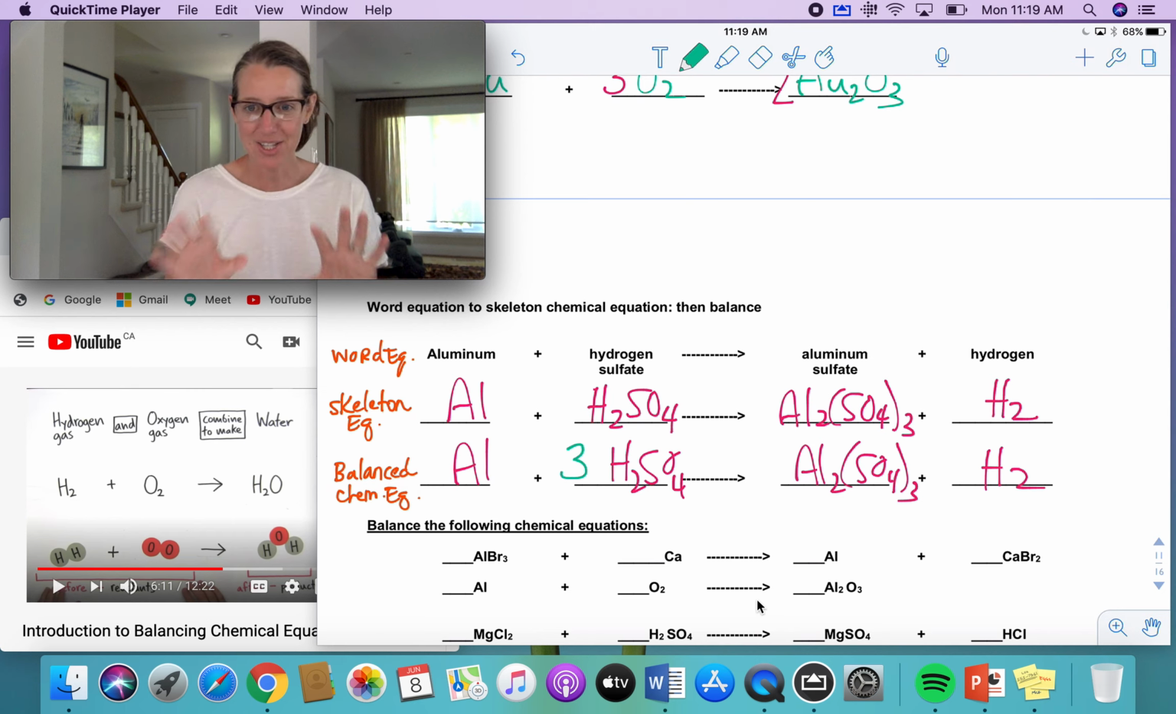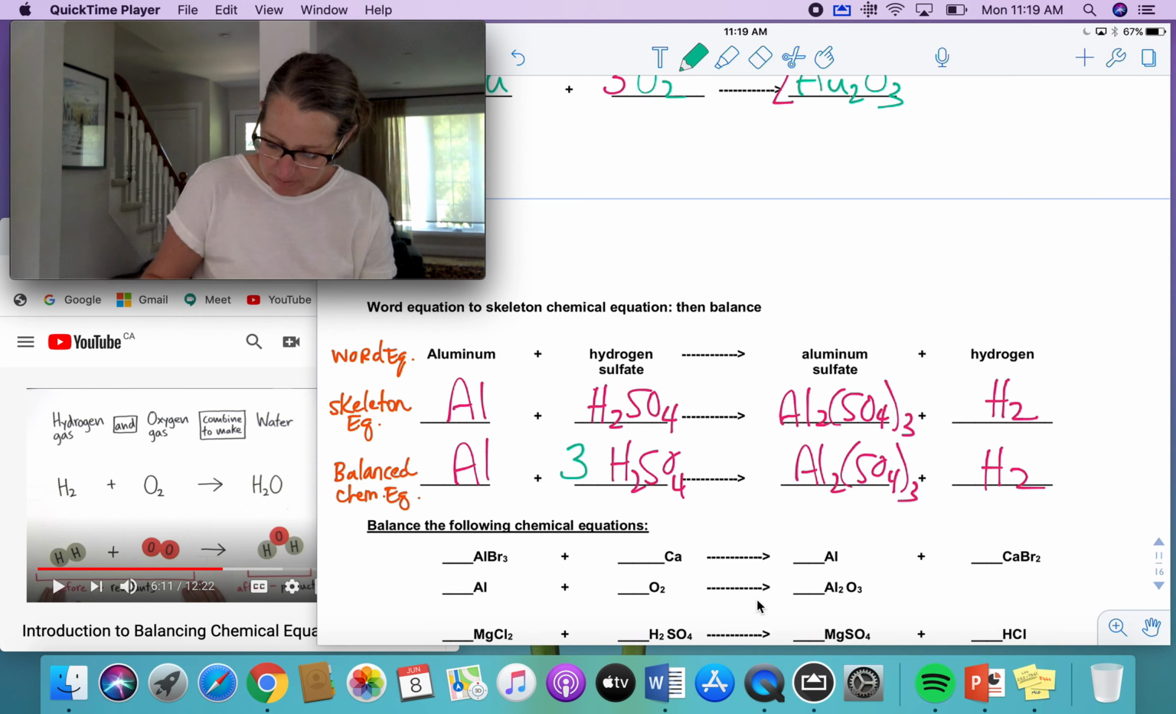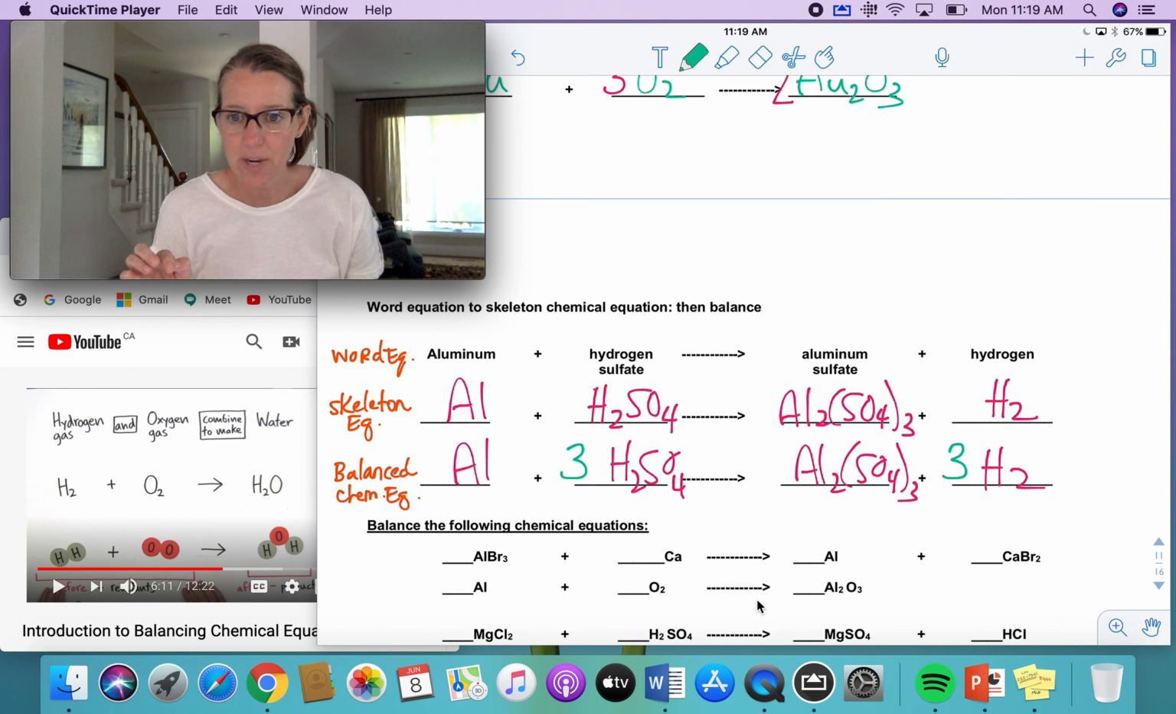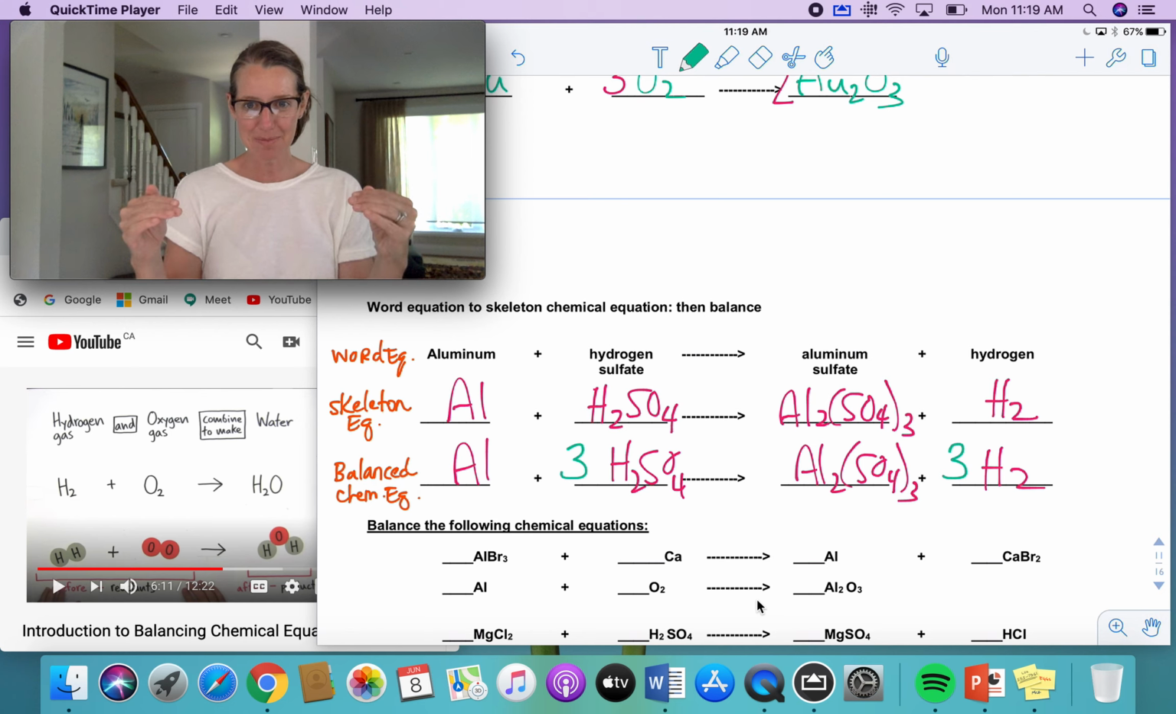Okay? All right, so now I've taken care of the sulfate. I'm just going to remember that I've done that. Now I've added more hydrogen atoms on the reactant side. How many do I have? I've got 3 times 2 equals 6. How do I get 6 on the product side? I simply need to add a coefficient of 3. That gives me 6 atoms of hydrogen. So I've balanced my atoms of hydrogen.